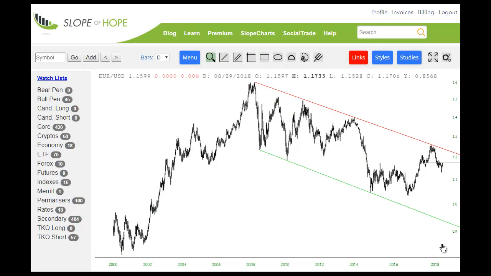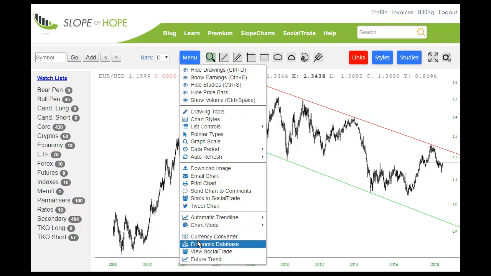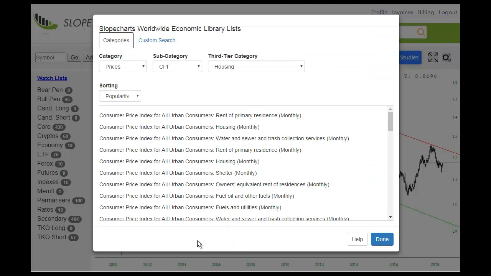This is an introduction to the economic database built into slope charts. To access it, you go to Menu and choose Economic Database, and a big dialog box comes up with a couple of different tabs. One of them has categories, and the other one is a customized search.